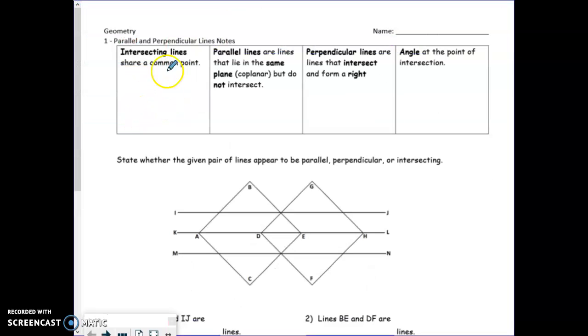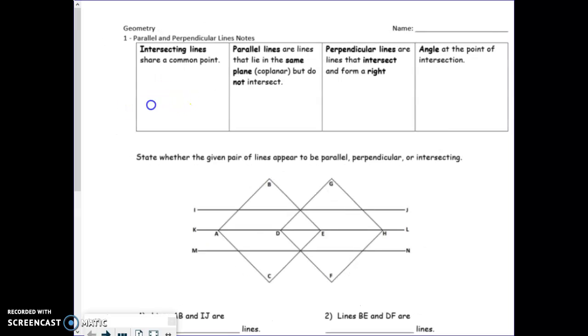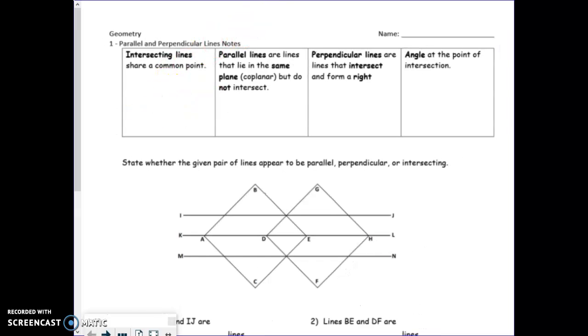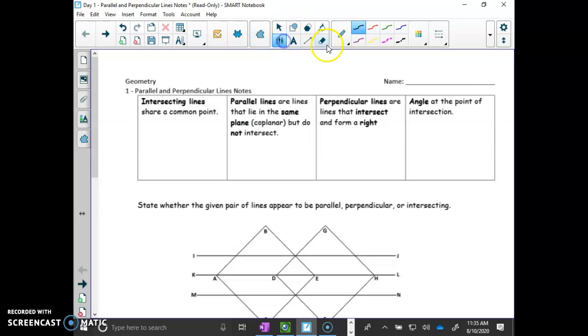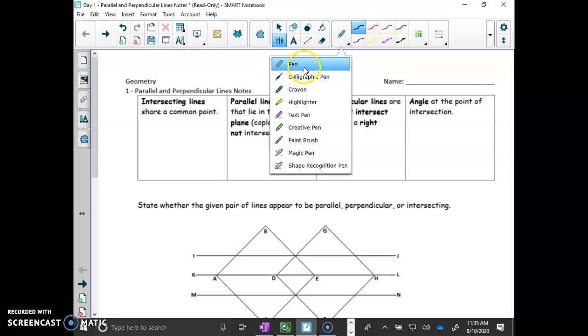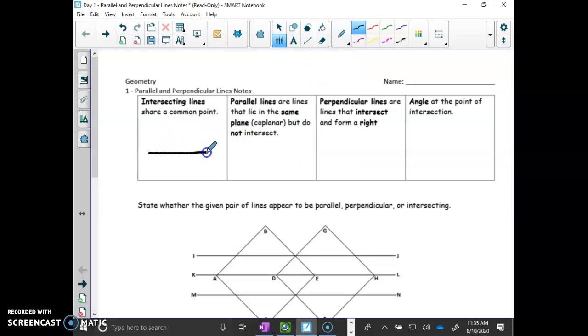So anyway, intersecting lines share a common point. So let's just kind of draw two intersecting lines. Not sure why that doesn't let me draw a line. So line, line, right? And this point right here, what would that point be called? That would be called a common point, right? That's the point that they have in common.